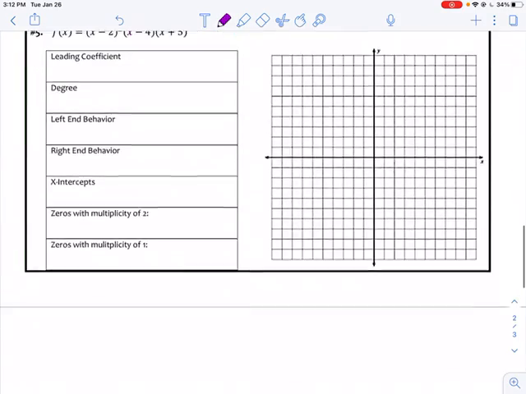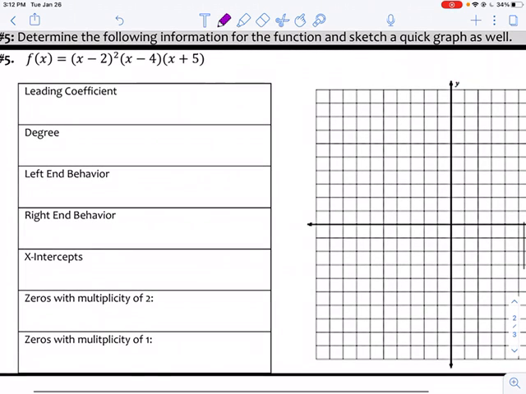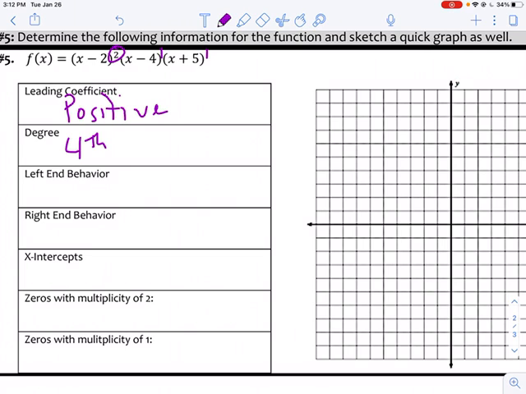All right, and then let's practice on what we did for our lesson today, and we're going to graph this as well. So when I look at this, I can tell that my leading coefficient is positive because there's a positive number out here. And how I'm going to figure out the degree is I'm going to add up my exponents. So 2 plus 1 plus 1. This is a 4th degree, or even. And we'll be able to figure that out by graphing as well.